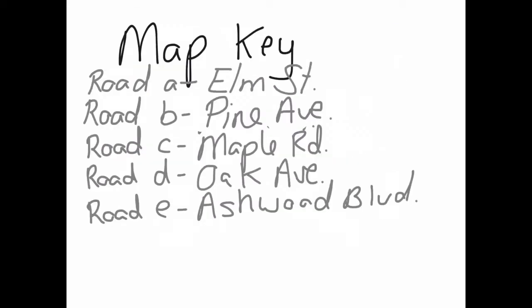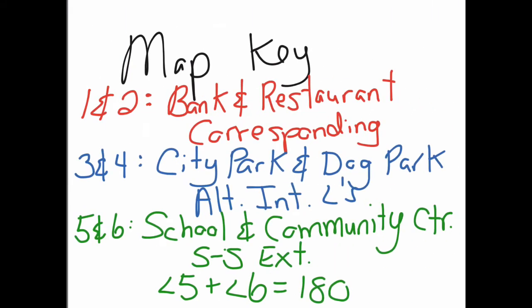All right, this part you've already seen. It tells what the names of all of my roads are, and that's all you had to do for your roads. And so then I move on to my buildings. Number 1 and number 2 were my corresponding buildings, and I made number 1 a bank and number 2 a restaurant. Number 3 and 4 were my alternate interior angles, and I made 1 a city park and 1 a dog park.